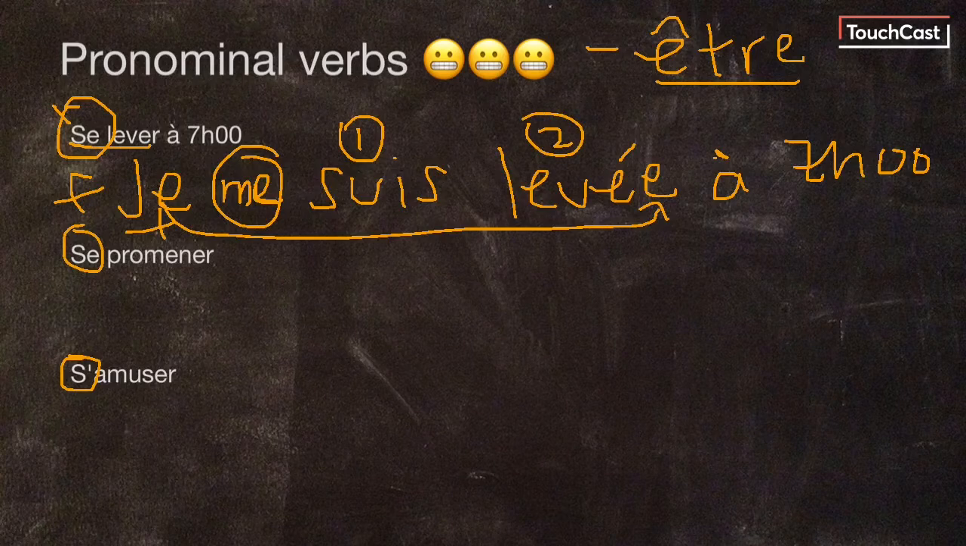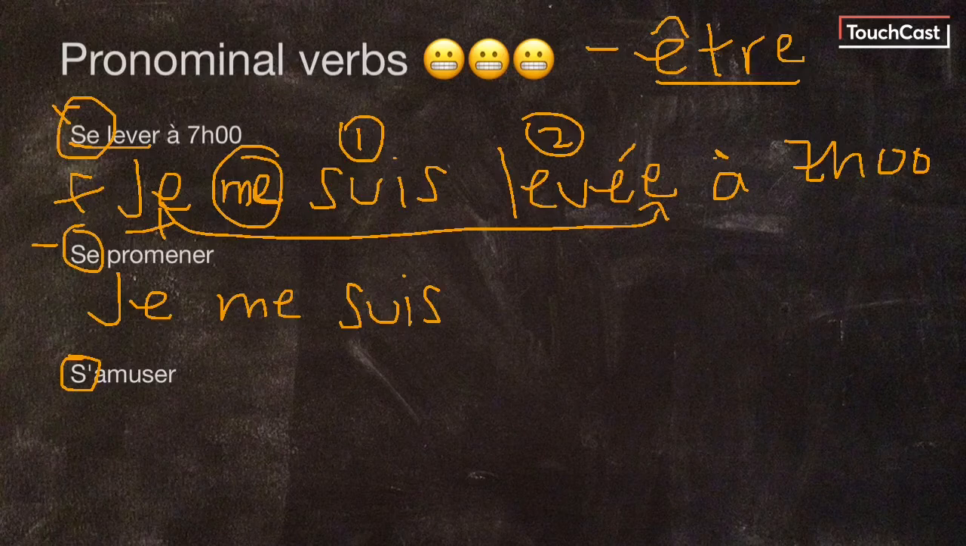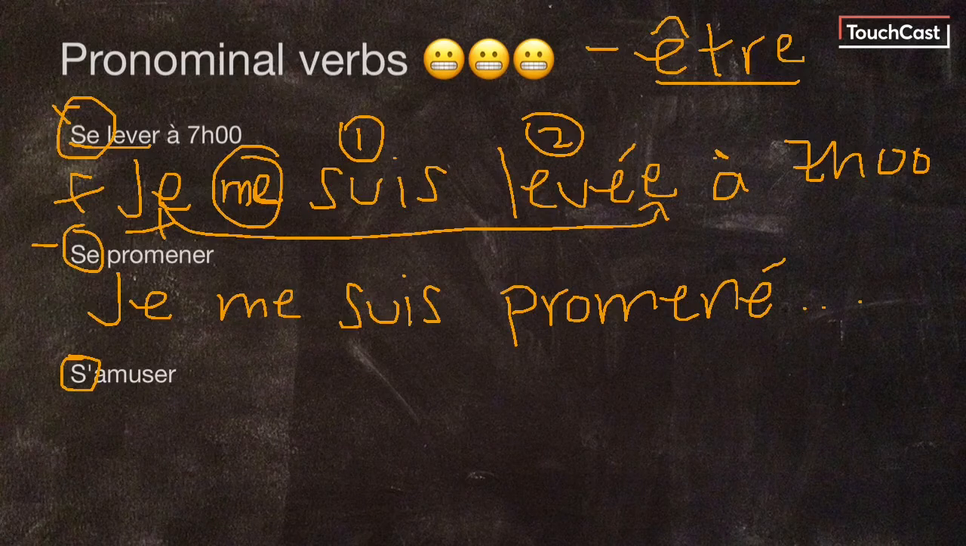Okay, next example, se promener, to go on a walk. So this is one that's just really idiomatic. For whatever reason, French likes to put this pronoun here. C'est la vie. So we start with je again, and then we have to change our pronoun in function of our subject. So je me. Then we conjugate our helping verb, je me suis. Then you deal with your participle. Thank goodness, another regular participle. Je me suis promené. So I went on a walk.